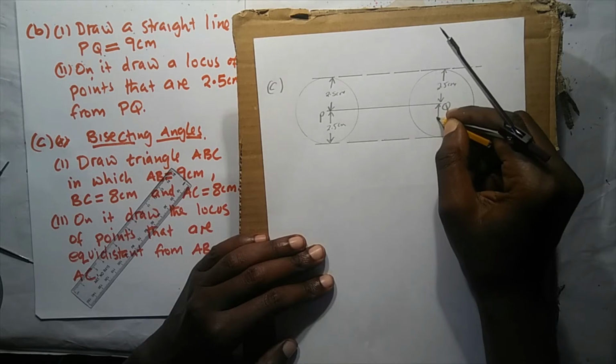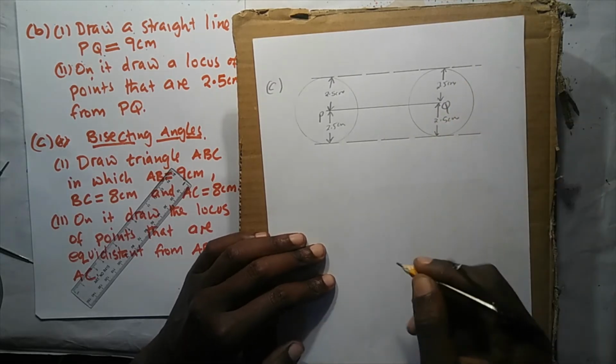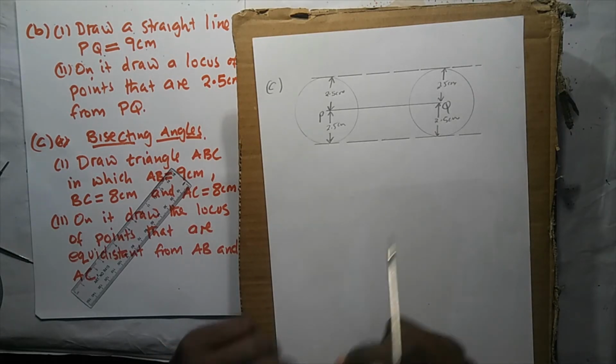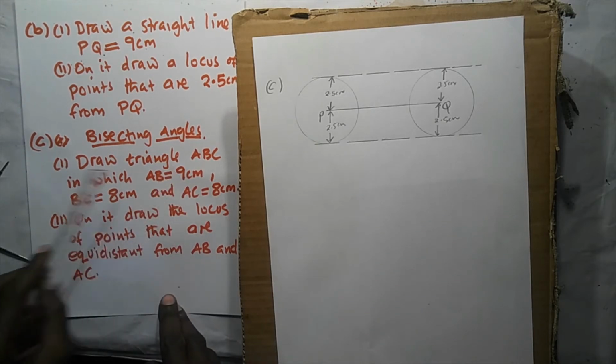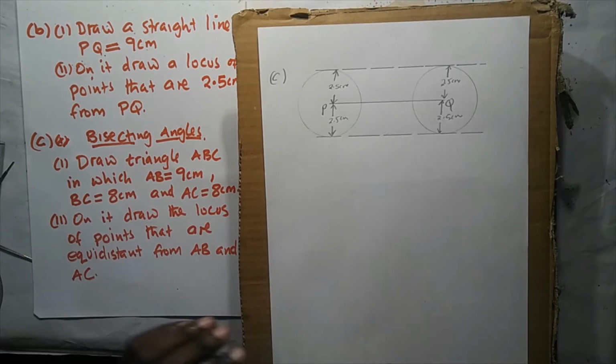Even here, this is 2.5 centimeters. So this is the locus of points that are 2.5 centimeters from the line given here. So the next one that we are looking at is on bisecting angles. We are now going to look at how to bisect angles right here.